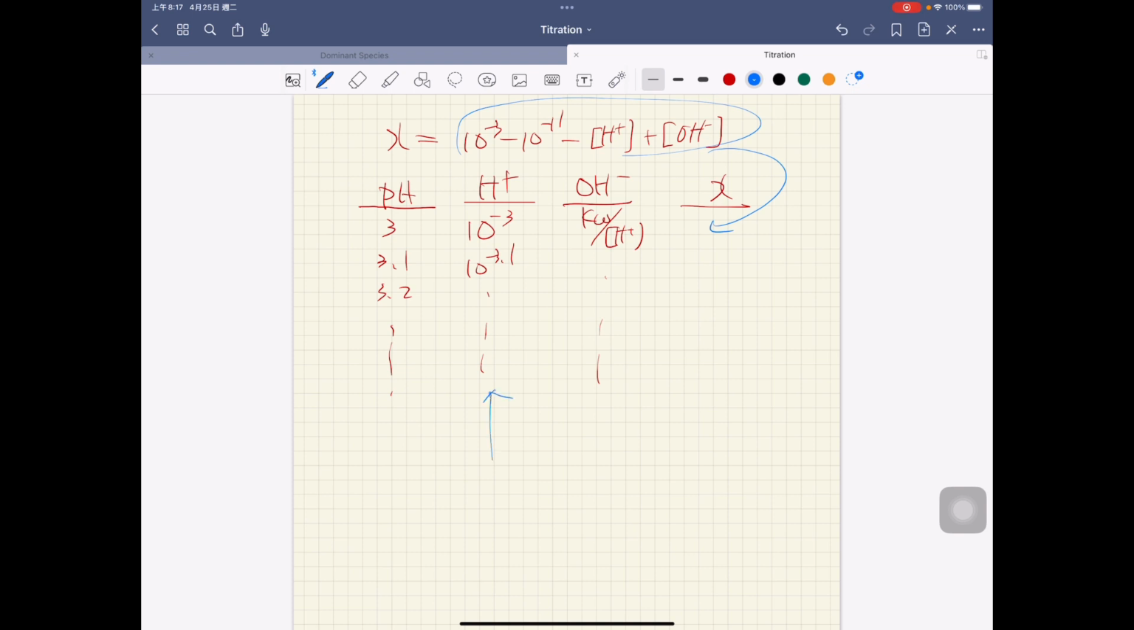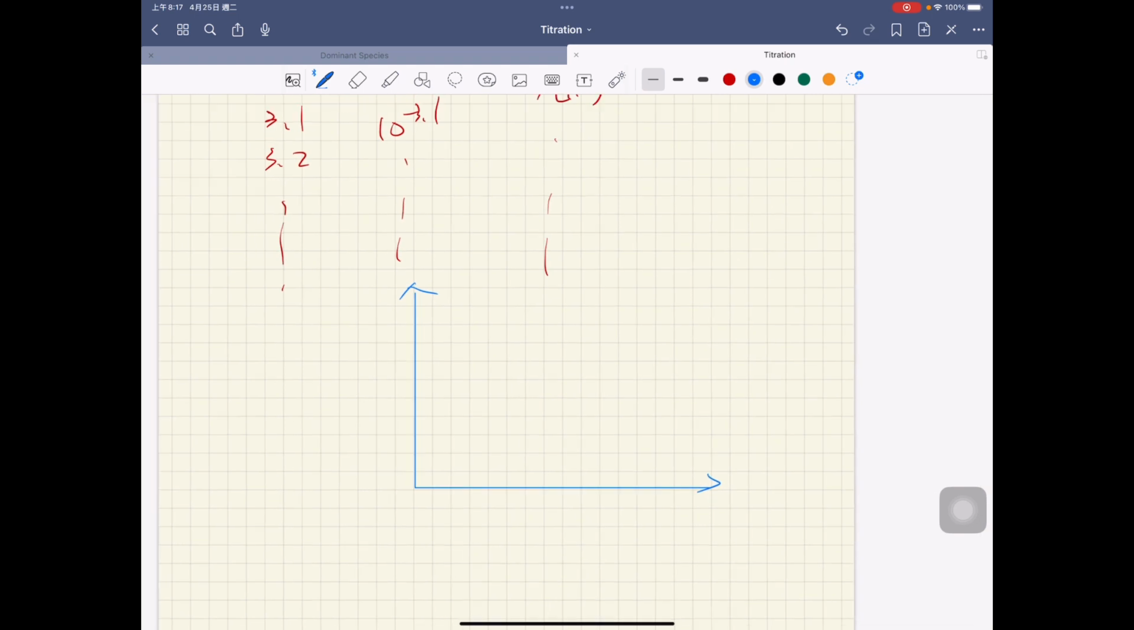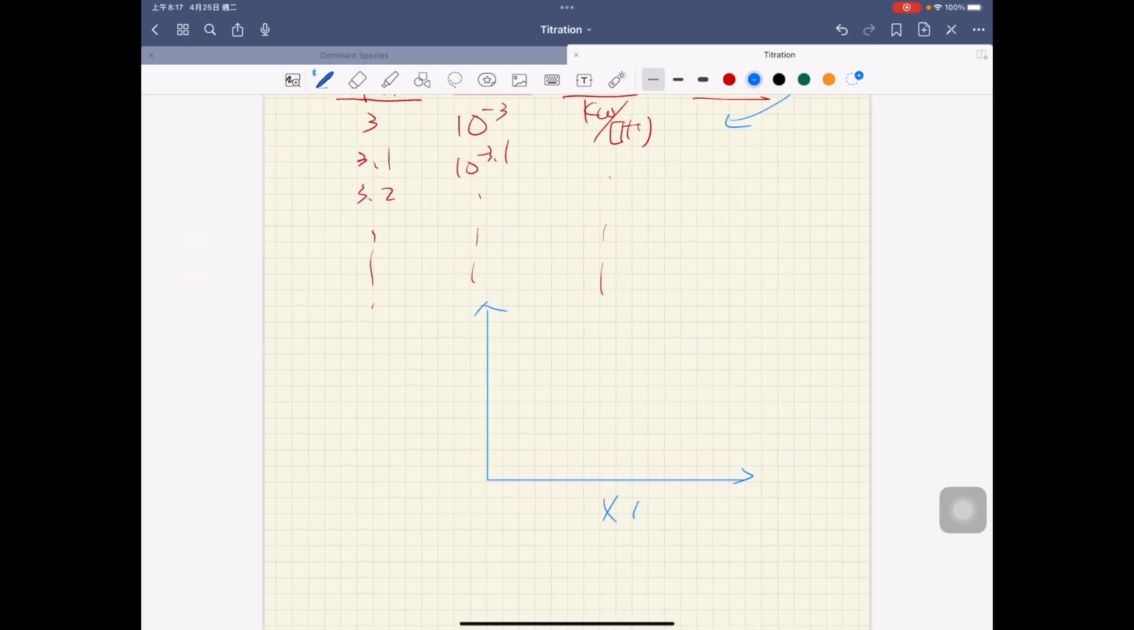And hopefully, if you draw it, you will get that this axis is X, more NaOH, and this is the pH, and you will go from 3, then you show up like this. So this will be 3, maybe 7, 11 or something. Okay.